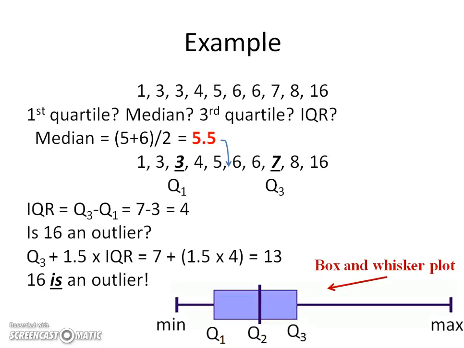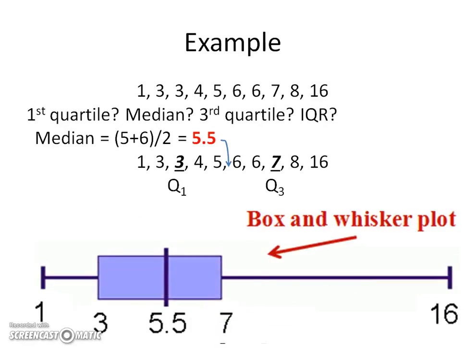Now, the last part of this video will be about box and whisker plot. We learned about this when we were kids. And so for a box and whisker plot, the left hand side will be minimum, Q1, Q2, Q3, and the maximum. So in this case, my box and whisker plot will be this.